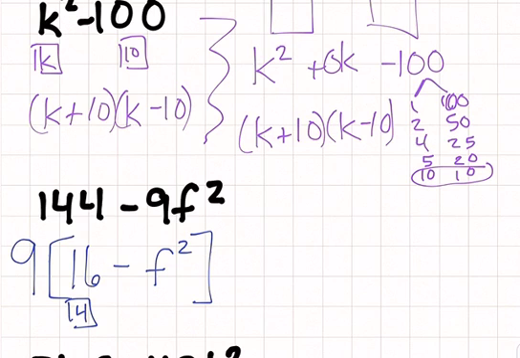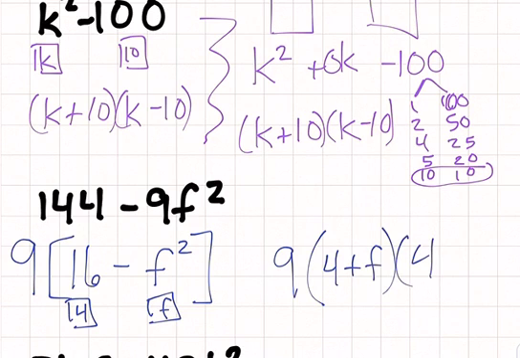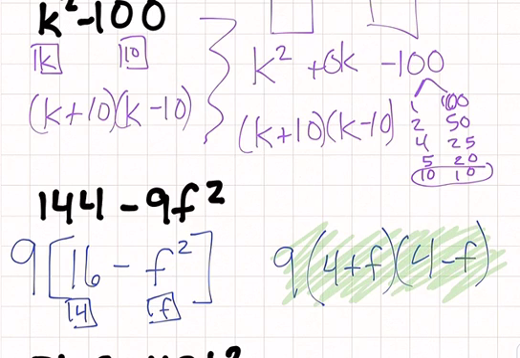16 is a perfect square of 4. That's a perfect square of f. So we should have 9 times 4 plus f and 4 minus f. The reason I didn't switch those around at all is because I like to keep the beginning of my polynomial as a positive number, usually. So that would be why I didn't do that.